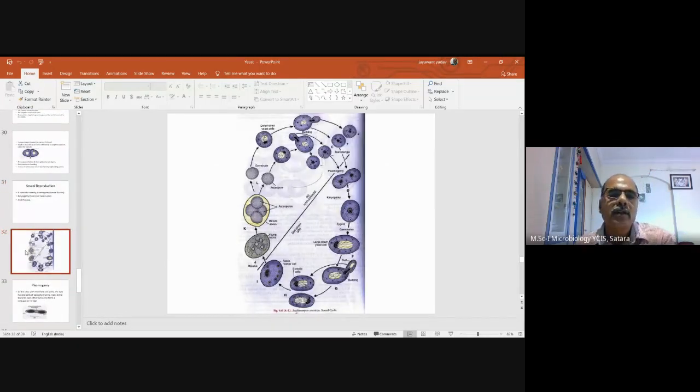This is a schematic depiction of sexual reproduction. It has a haplophase and a diplophase. Here, the 2n chromosome, diploid nucleus is there, and the haploid nucleus is there.